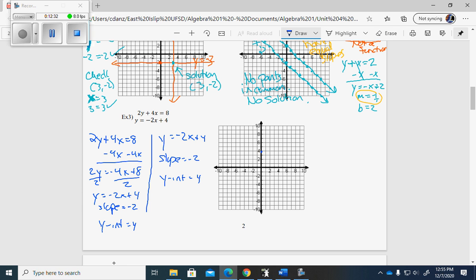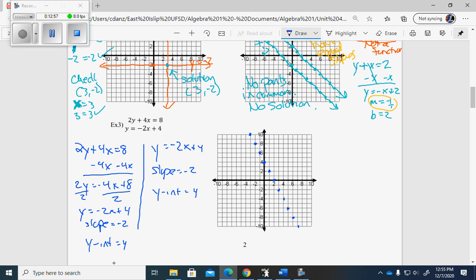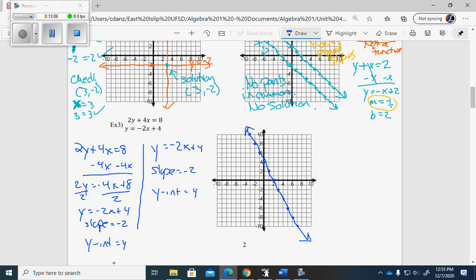If I graph the first line, I'll start at 4, and I'll go down 2 and to the right 1. I like to extend as far as I possibly can. Remember, you could always pause the video anytime you need to. I'm labeling this with the original equation of the first one given to me.